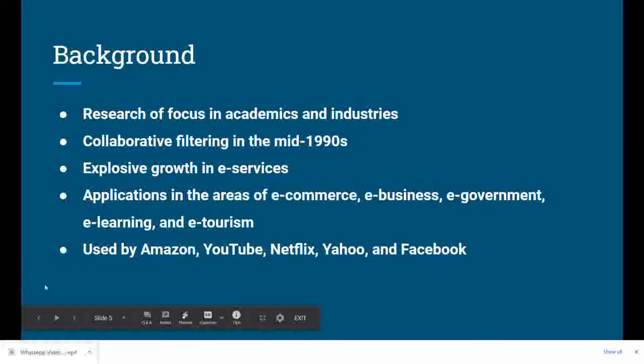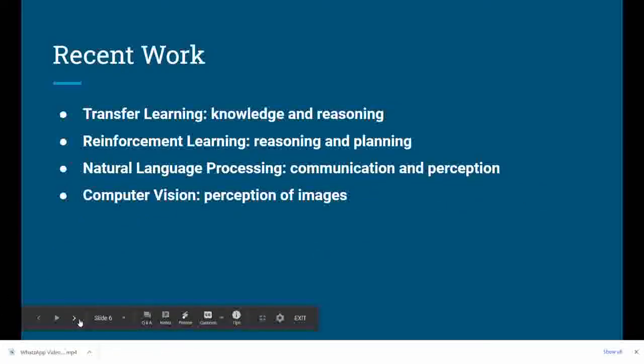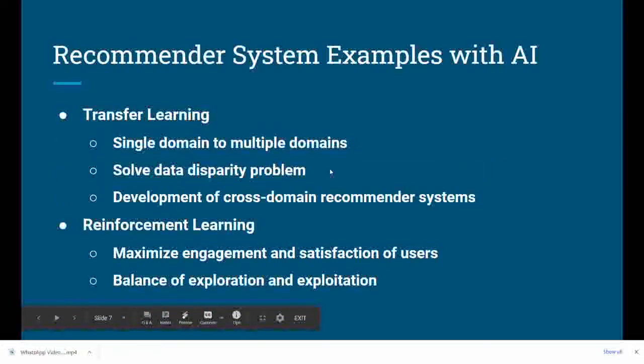Now, I will briefly highlight the recent ongoing work on recommender systems in various fields of artificial intelligence. The first one is transfer learning. It is a technique for representing knowledge and reasoning. Second one, reinforcement learning. It is related to reasoning and planning. Then we have natural language processing. It is a technique for communication and perception. Lastly, computer vision. It is used for perception of images. Now, I will briefly highlight each of the topics.